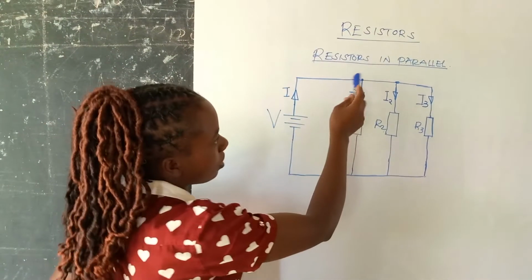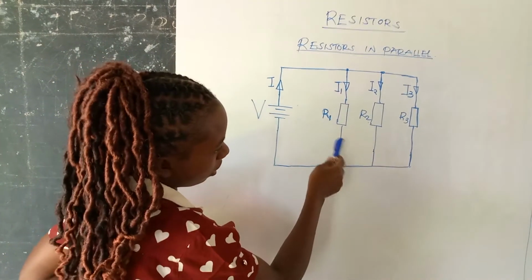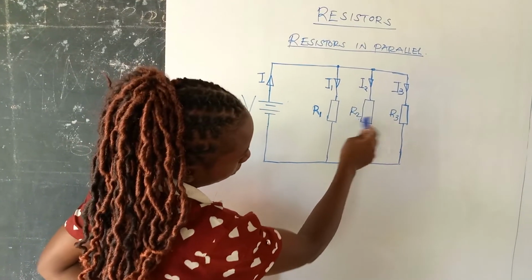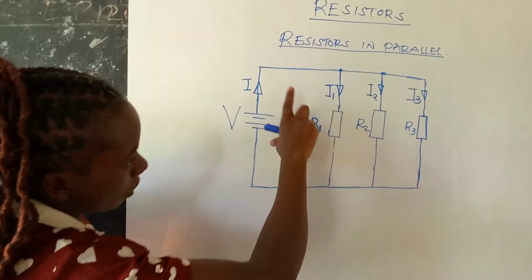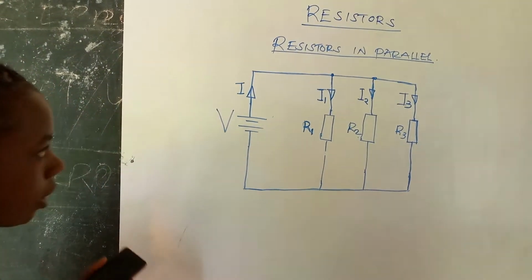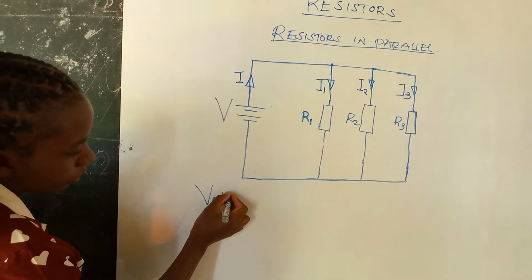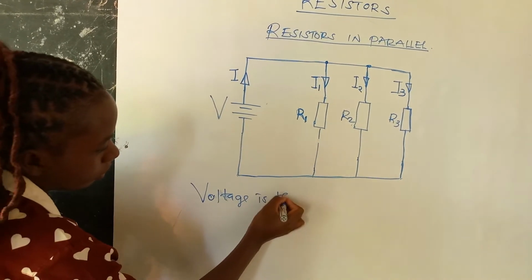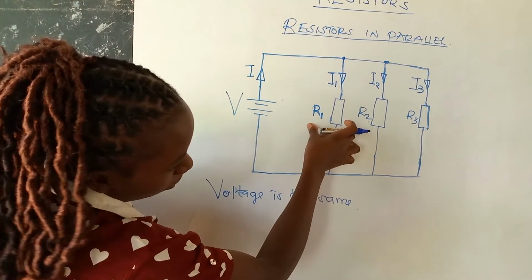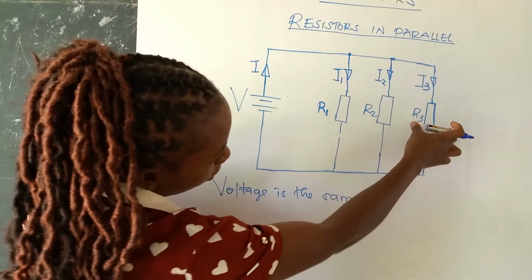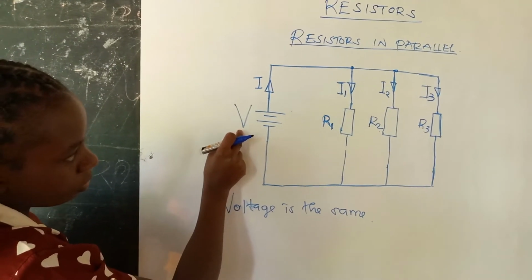Let's talk about resistors in parallel. In our illustration we have three resistors: resistor R1, resistor R2, and resistor R3 connected in parallel, and for them to be in parallel they must be connected across the source voltage. For resistors in parallel, voltage is the same, meaning that the voltage across R1, the voltage across R2, and the voltage across R3 are the same, and they are equal to the source voltage.